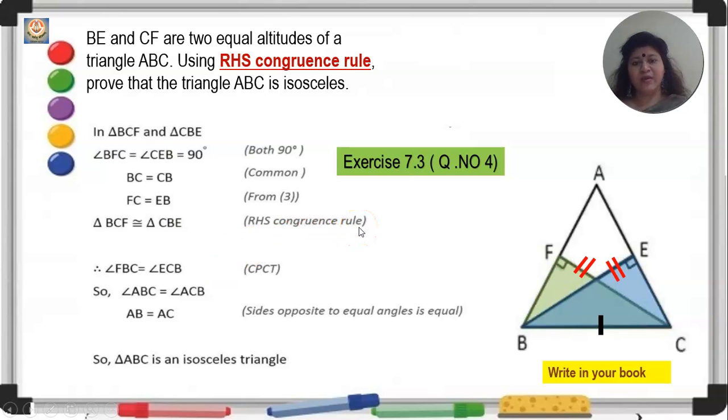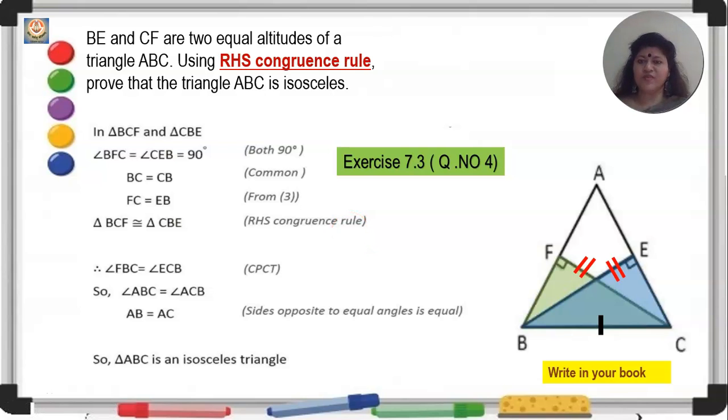By now, you would be aware of the criteria for this rule. The hypotenuse should be congruent. Obviously, the triangle should be a right angle triangle and one of the perpendicular sides should be congruent. So in this, BE is one of the perpendicular sides and CF is the other perpendicular side. Therefore, the two triangles are congruent by RHS congruence rule.